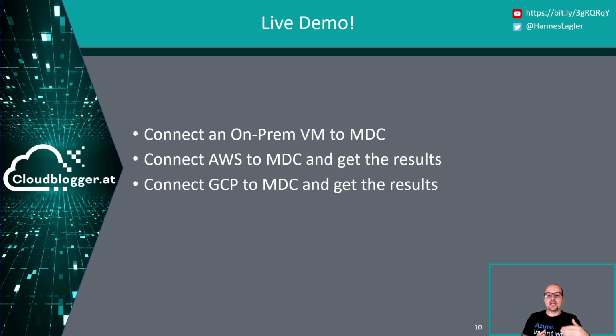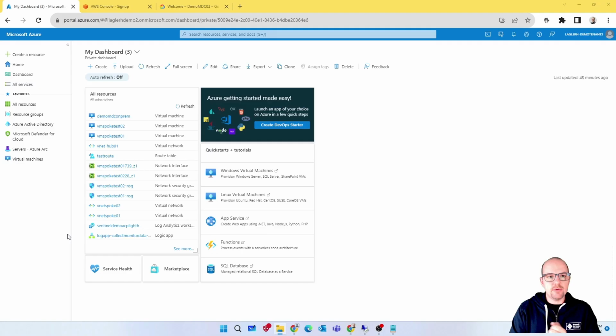Second, we are connecting a GCP account or a GCP project to Microsoft Defender for Cloud, also selecting the right plan and getting the result when everything is scanned, up to 24 hours later. Okay, that's it. Let's go ahead and switch to the live environment. We are right now in my live demo environment. You can see I've opened the Azure portal. First of all, we want to connect an on-premises VM to Microsoft Defender for Cloud.